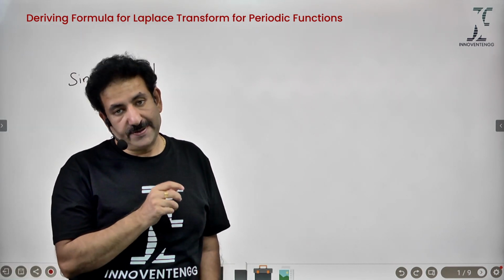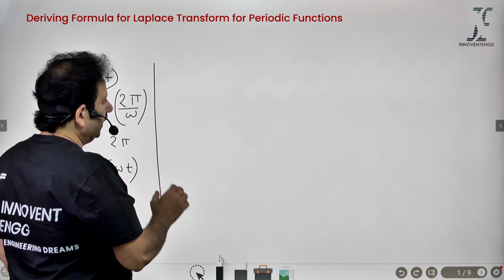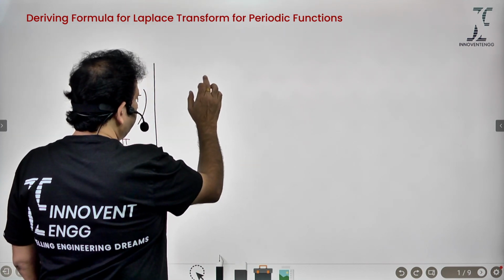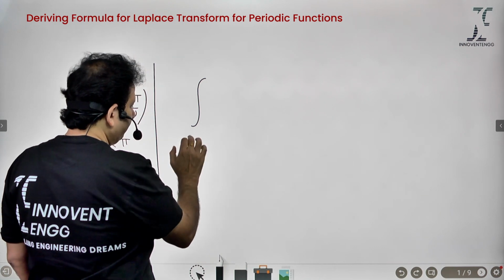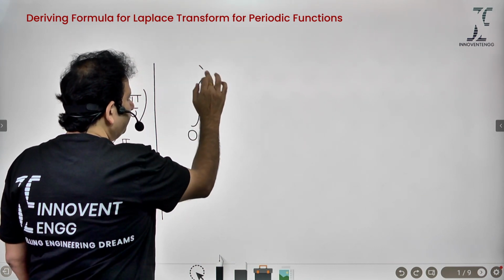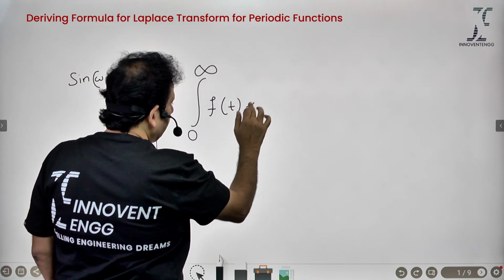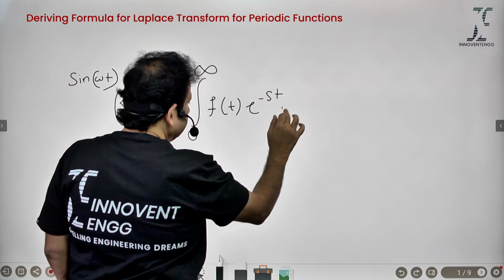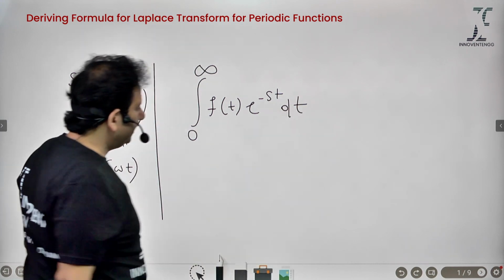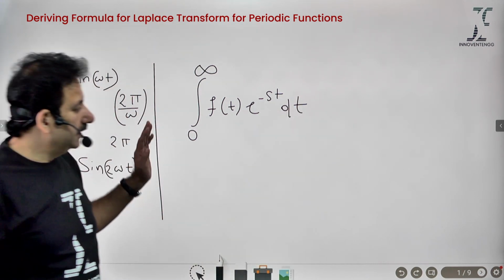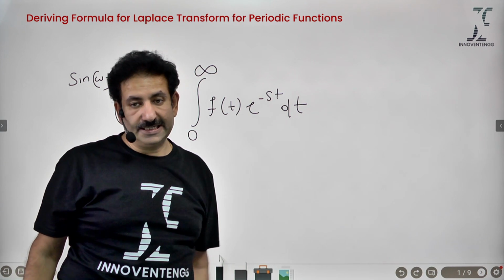But now let us come back and look at the expression for the Laplace transform of a periodic function. So the idea is as follows. We would begin with the standard integral of Laplace transform, which is integral from 0 to infinity of f of t e power minus st dt. Now this integral could be split into an infinite number of integrals.